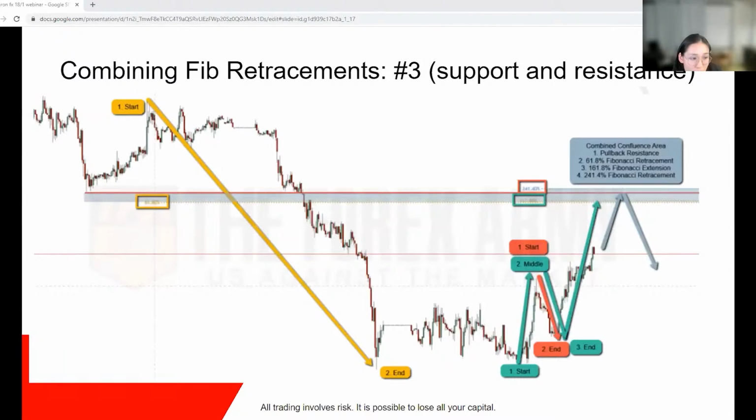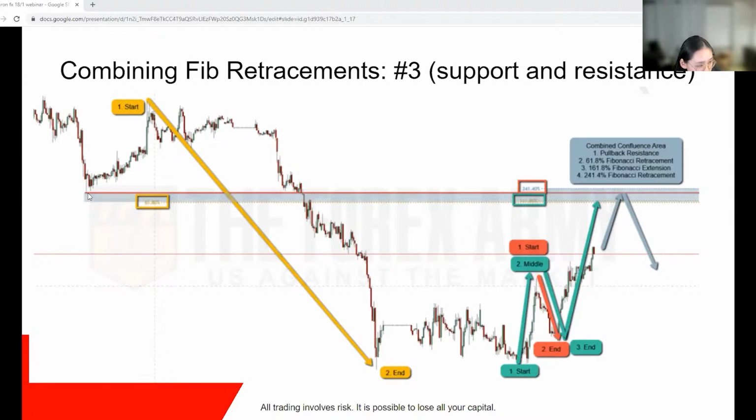So for the third example, we're bringing in support and resistance levels. And this leads to really high probability setups. So here is an example of how we combine pullback resistance and two Fibonacci retracements as well as a Fibonacci extension. Okay, so I'll show you where each of them are. The red level over here is the pullback resistance. Because price tested this area, it bounced off of it and it crossed this area over here. So this is a pullback resistance.